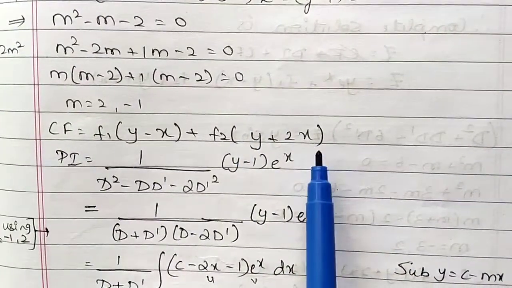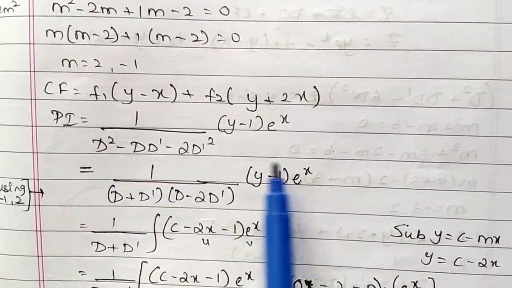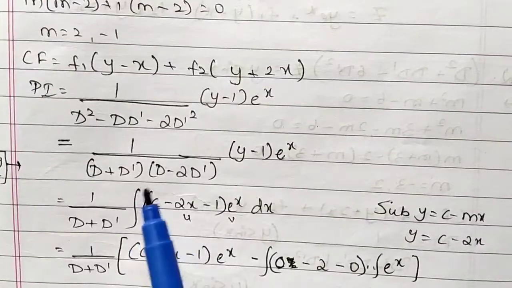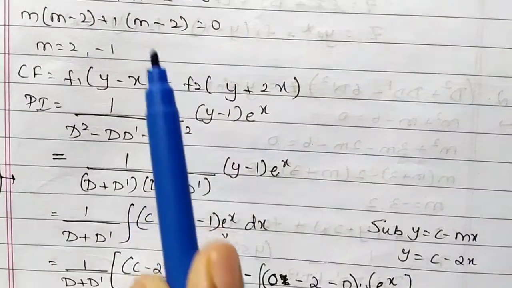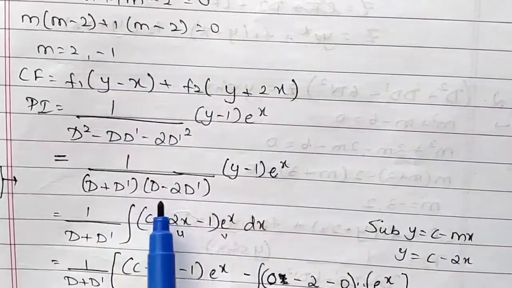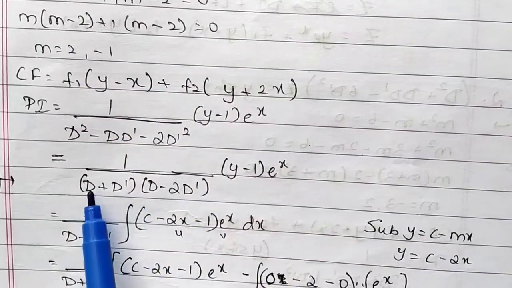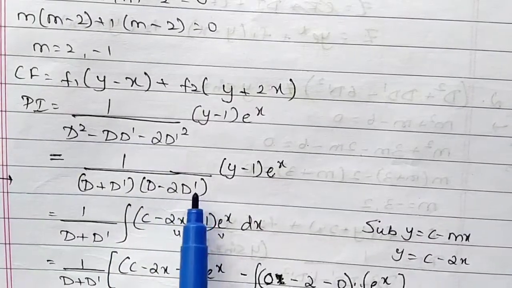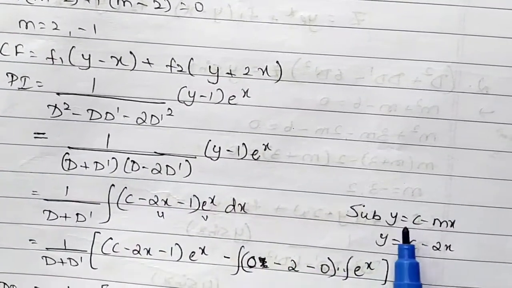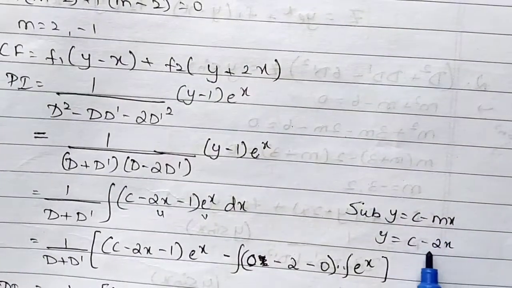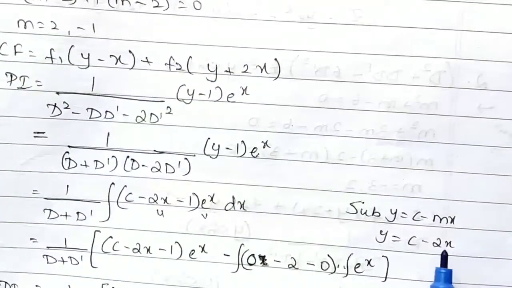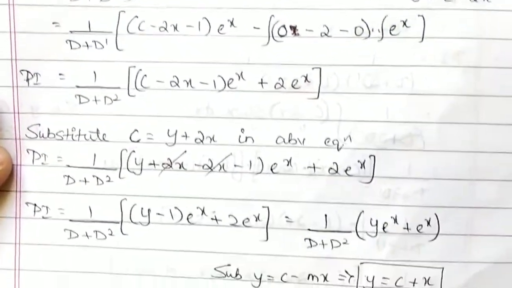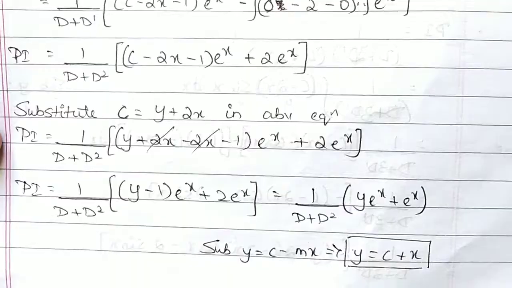Till the complementary function, you write the same. Okay, here first of all split into factors. Split into factors means we have already solved 2 and minus 1, no? According to that you write minus 1 means d plus d dash, and d minus 2 into d dash, you can write. Okay. And now y equal to c minus mx formula you take. C minus m, root means 2, you take once, and substitute and integrate it. Here I have already solved; you can just go through it.